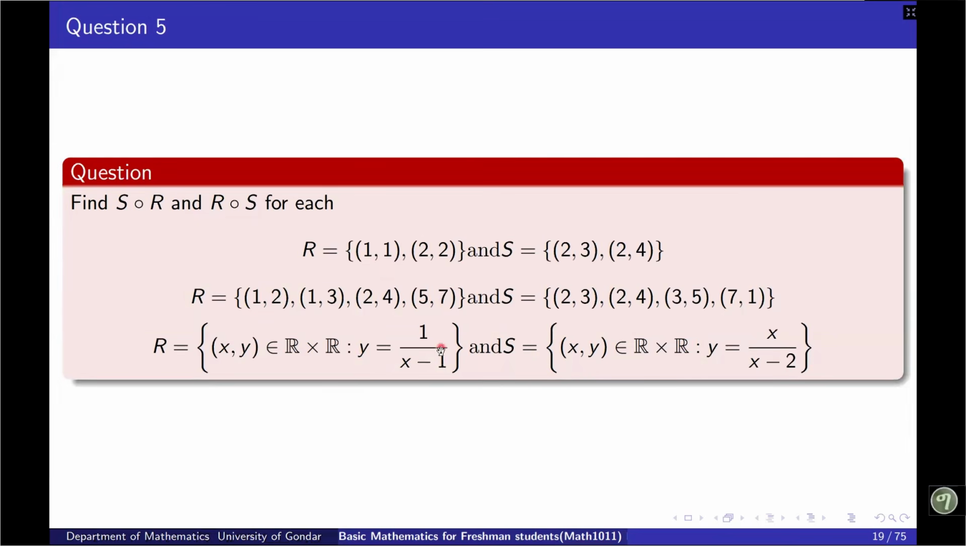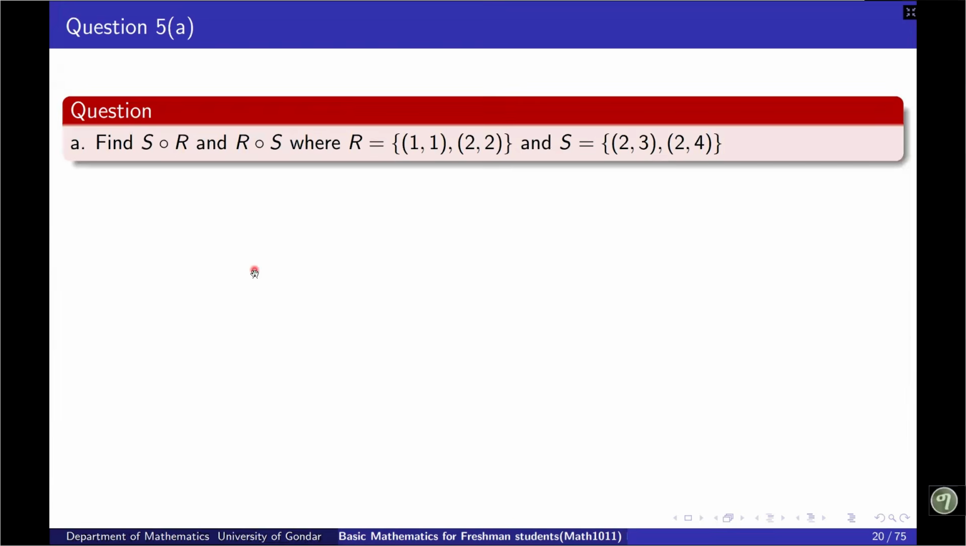Okay, the same question, question number 5. Again, it is composition, but the functions or relations are given as sets of ordered pairs. The first relation which we are given here is a set containing (1, 1), (2, 2), and S is (1, 3). Let us try to see one by one. We are asked to find S composite of R and R composite of S, where R is this one and S is here.